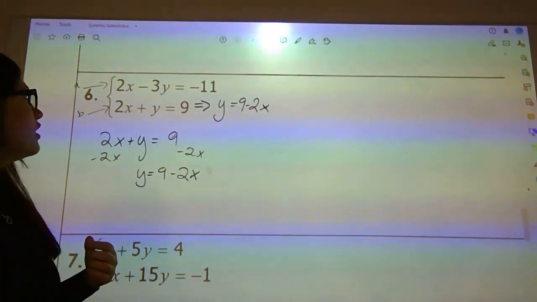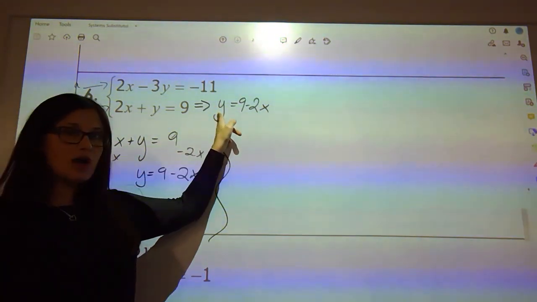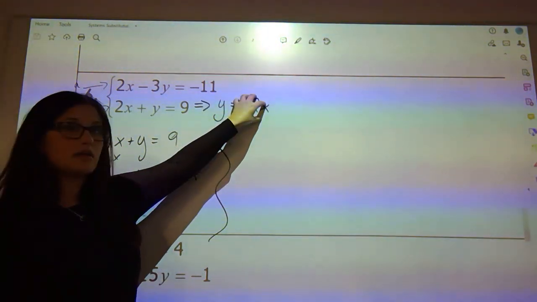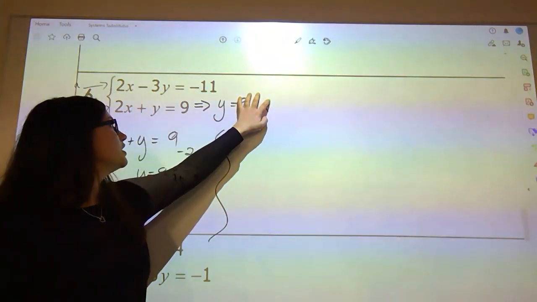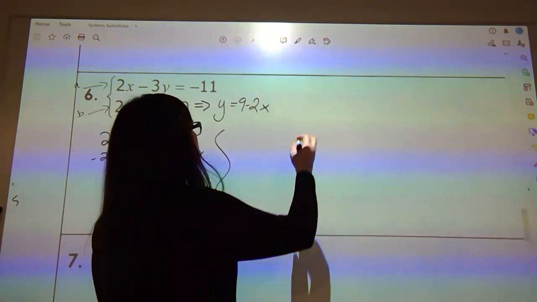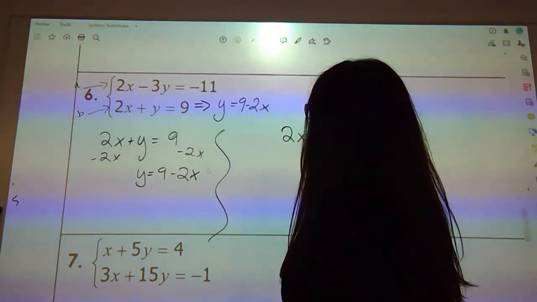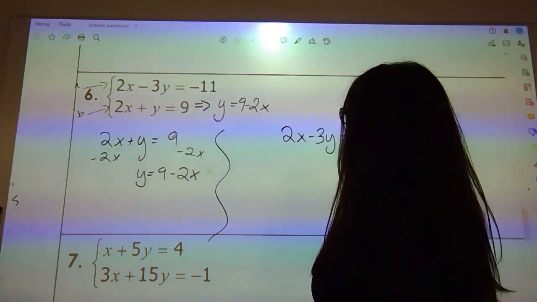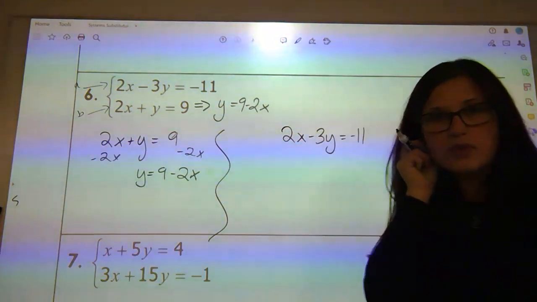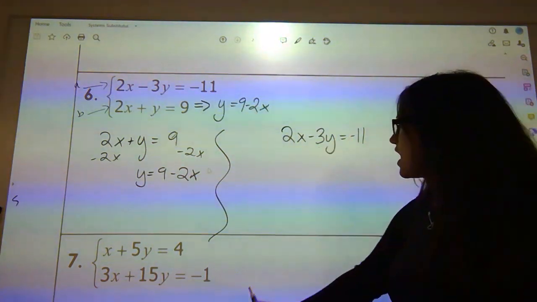Okay. All right, so what do I do? Now that I have equation B solved for y, I need to take this expression and plug it in for y right here. Okay, so let's do that. Let's take my equation A, 2x minus 3y equals -11. Okay, and now what I'm going to do is take this piece and plug it in where the y is.